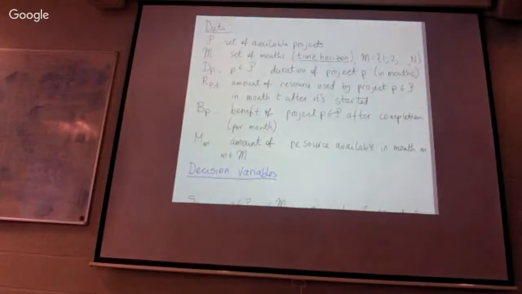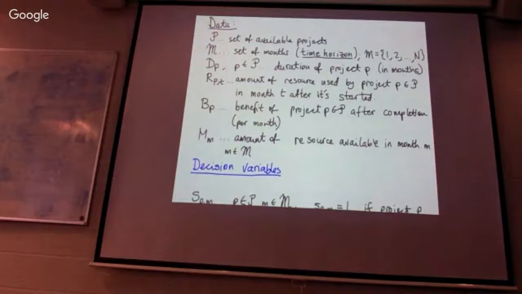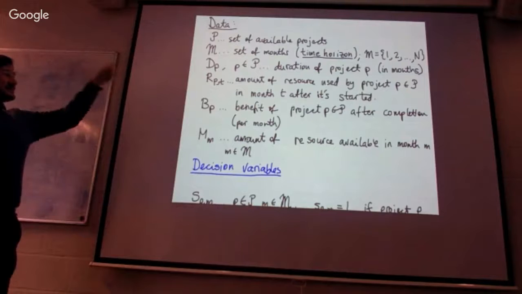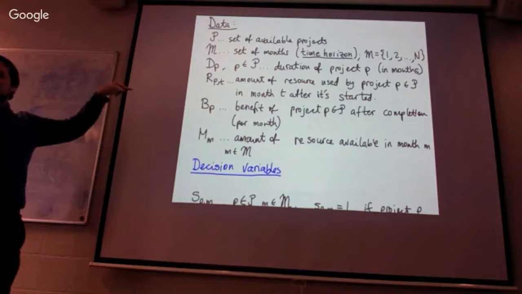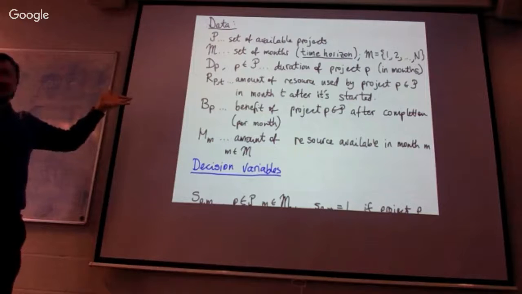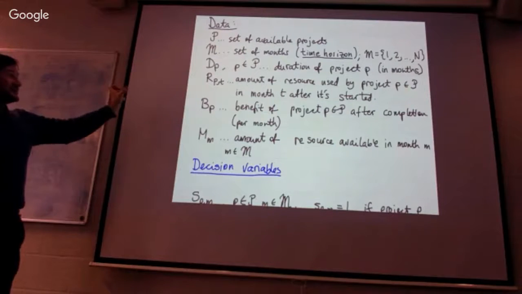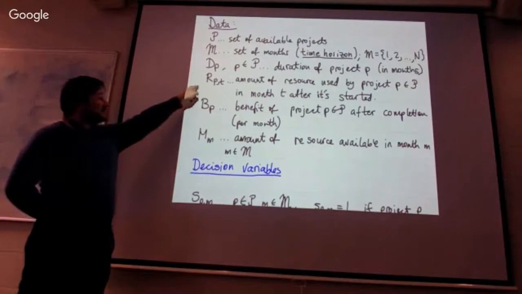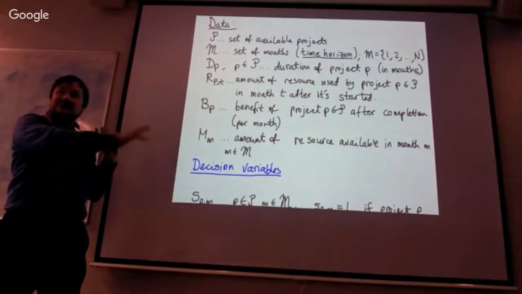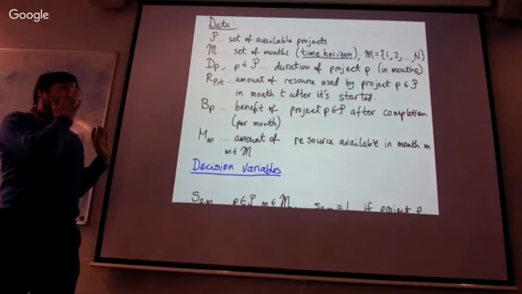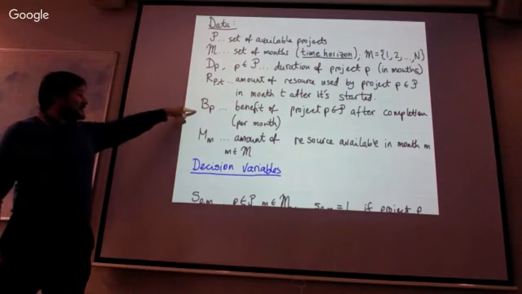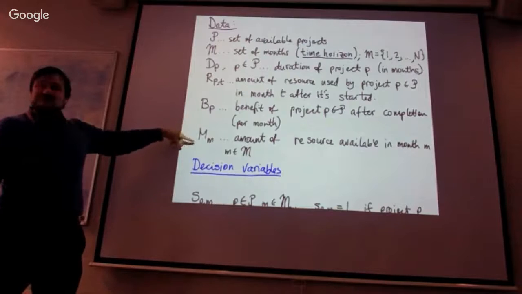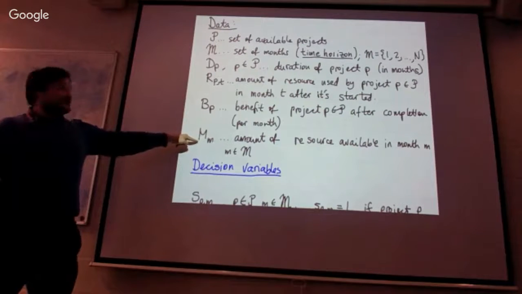Okay, so to summarize the data that we had: a set of projects, a set of months, capital N months. You pick your N. The duration of every project, which is how many months it takes. And then the resource: for every project, in every month of executing it, you need the resource. Then there's the benefit, and how many months you get the benefit. And then this is how much of the resource is available in a particular month. Okay?